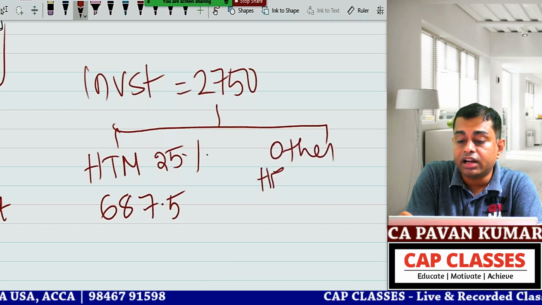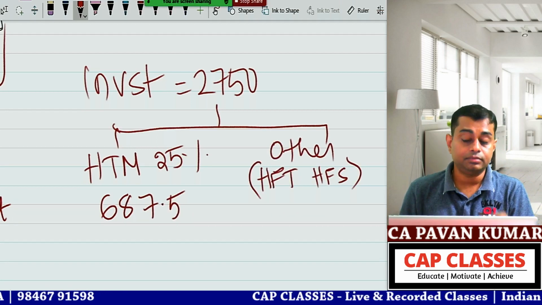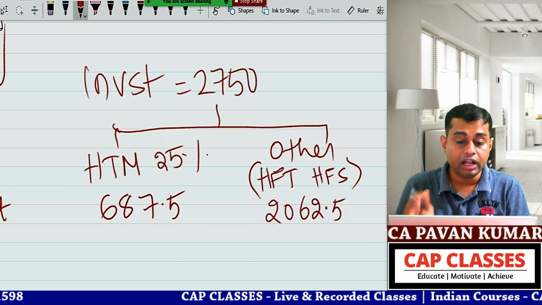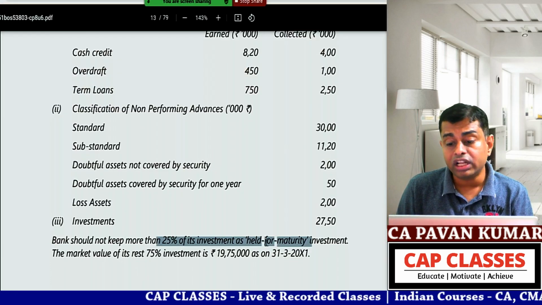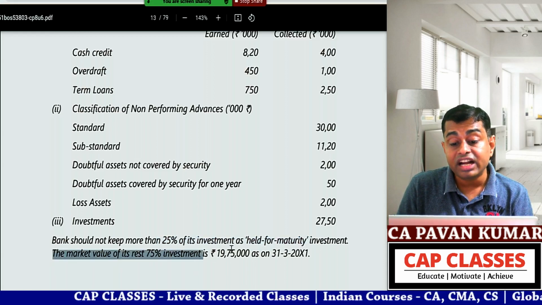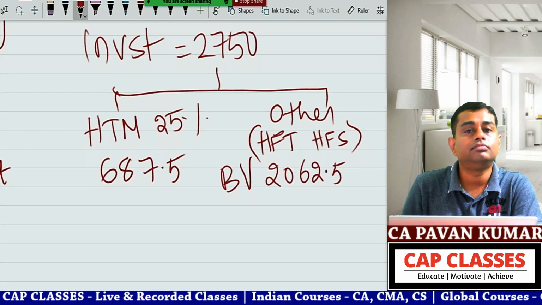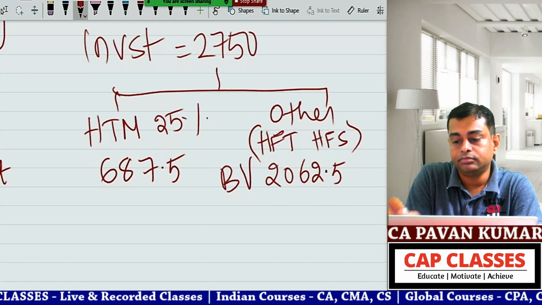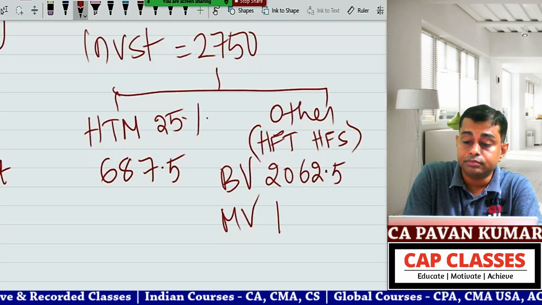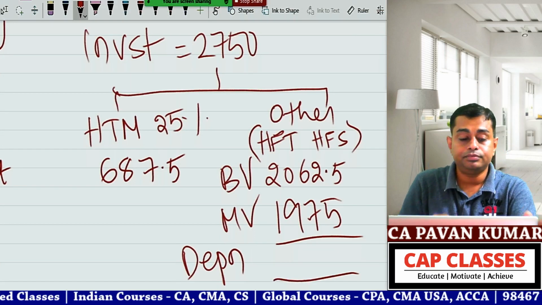Others, that means held for trading, held for sale. How much it is? 2062.5. Okay, now the market value of the 75% investment is 1975. This is book value, cost. Market value how much? 1975.